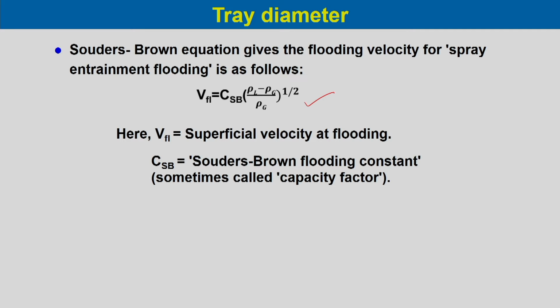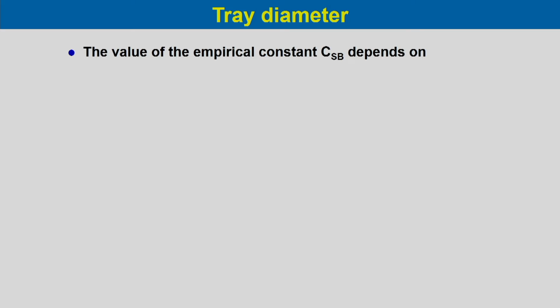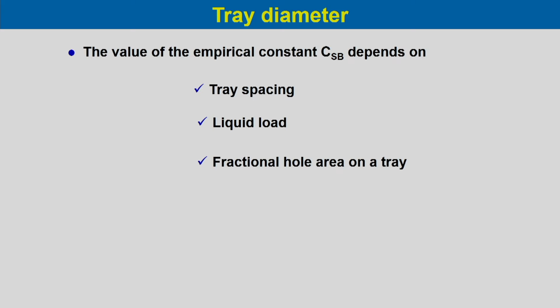Although C_SB is called the capacity factor and the Schroeder-Brown flooding constant, actually this quantity C_SB is not a constant. The value of the empirical constant C_SB depends on different parameters like tray spacing, liquid load, fractional hole area on a tray, and the hole diameter. So, these are the 4 parameters which will influence the empirical values of the Schroeder-Brown constant.